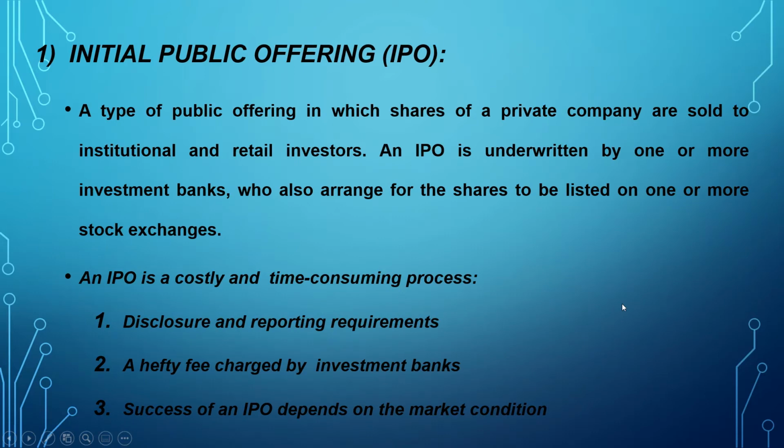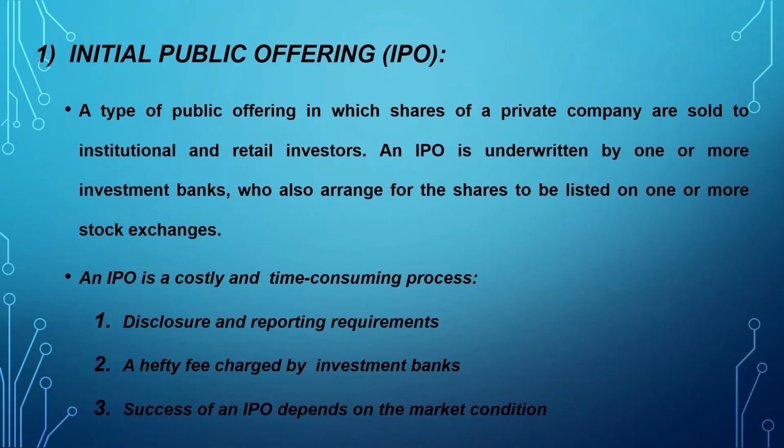The first method of going public is an initial public offering or an IPO. An initial public offering is a public offering through which a private company can sell its shares to institutional and retail investors. A public offering must be underwritten by one or more investment banks. These investment banks also arrange for the shares of the private company to be listed on one or more stock exchanges. And there are some negative points about an IPO.